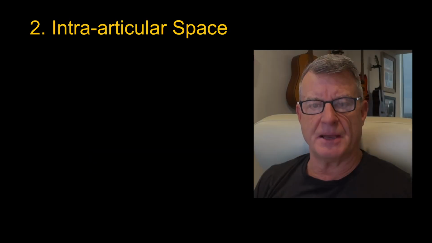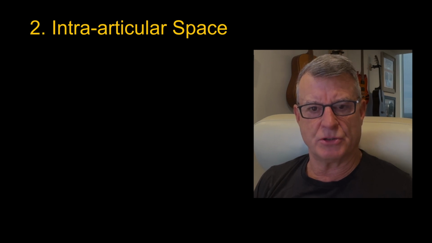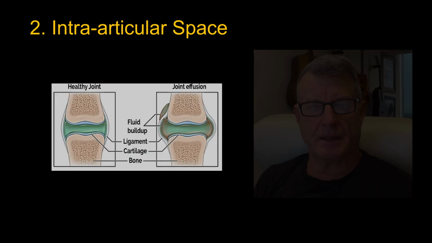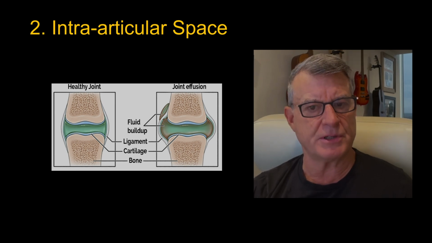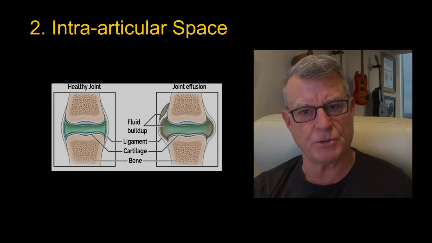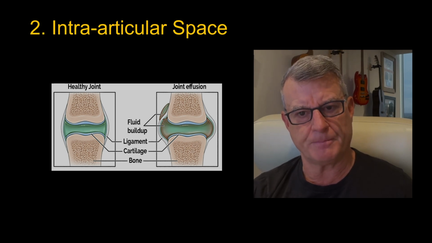The second step in the treatment of motion loss due to joint stiffness is managing issues that are inside the joint or in the intra-articular space. Commonly, fluid can collect inside of the joint, which will restrict your range of motion. This fluid is called an effusion. Your surgeon should look for causes of the effusion and help you manage this problem.